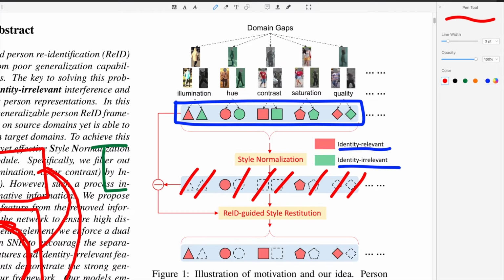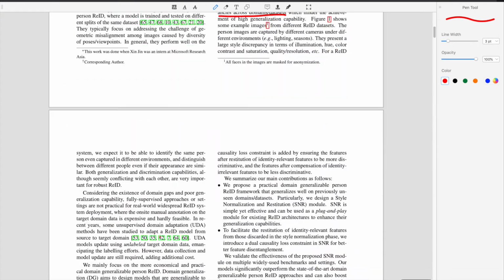There might be certain styles that are necessary or important in well classifying between different identities of people. So to reintroduce these deleted features selectively, they perform ReID guided style restitution, where the deleted features are reintroduced like this. Finally, the output of the module has the same dimension as the input, but all the identity irrelevant features have disappeared, and only the identity relevant features remain. Now let's look into detail about how this works.